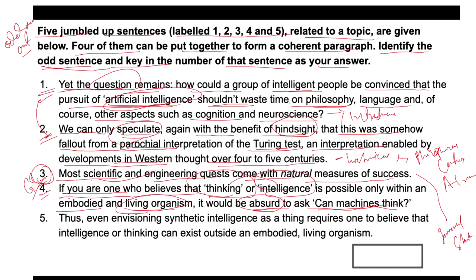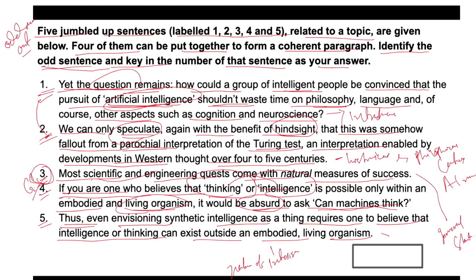So let's look at sentence five. Therefore, or thus, even envisioning synthetic intelligence as a thing requires one to believe that intelligence or thinking can exist outside an embodied living organism. So this sentence continues the discussion. Discussion about what? The nature of intelligence and its relationship to embodiment. And that's aligning with what? Aligning with the philosophical debate about AI.